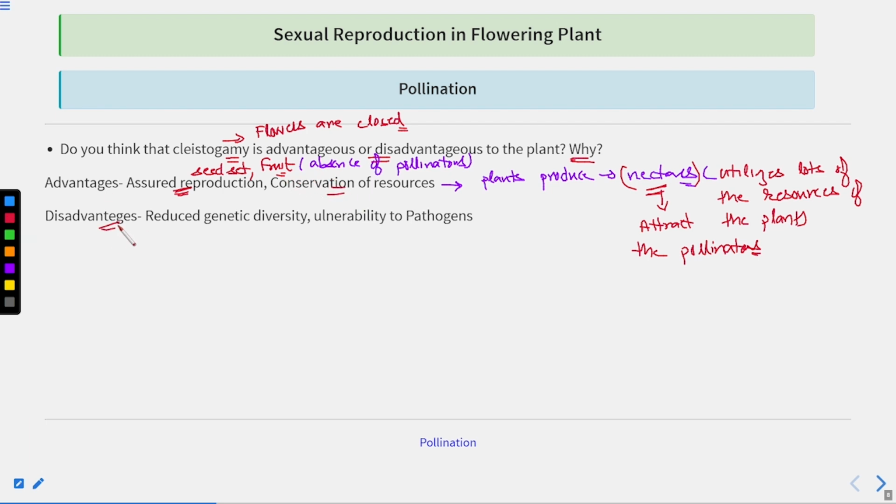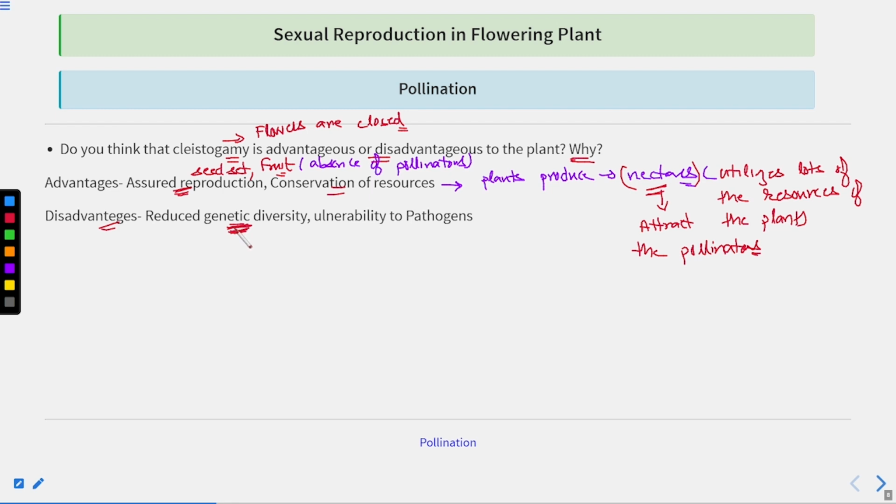But what are the disadvantages of cleistogamy, or you can say disadvantages of self-pollination? There is a reduced genetic diversity. Because what is happening here, there is no contamination from the other sources. And only one genome is being multiplied. So pollens from the anther are transferred to the stigma of the same flower. So there will be no increase in the genetic diversity. So this will lead to reduced genetic diversity. No external genes can be added.